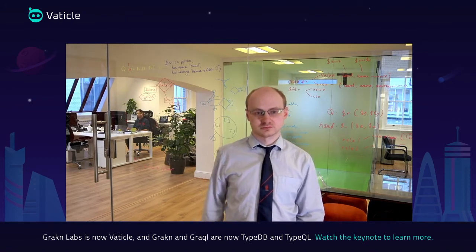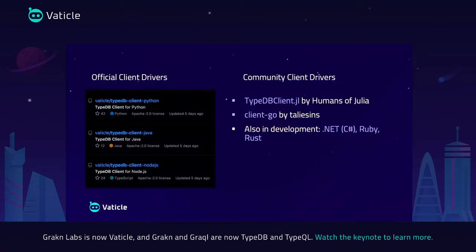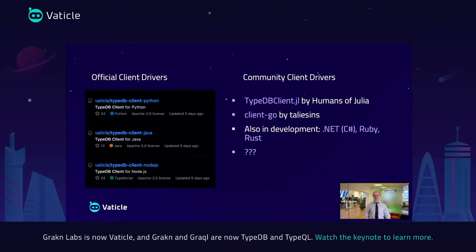First off, let's get an overview of our current clients. There are 3 official Vaticle client drivers: Java, Python, and NodeJS. And then there's the community client drivers. We have TypeDB Client.jl by Humans of Julia, Client Go by Tali Sins, in development clients in C#, Ruby, Rust. The only question is, what's next?